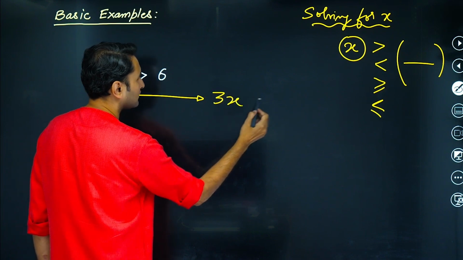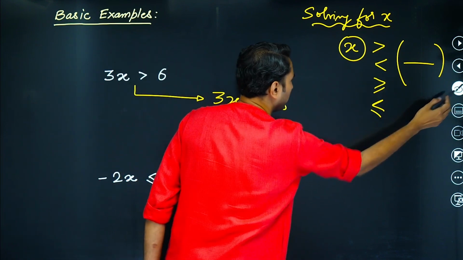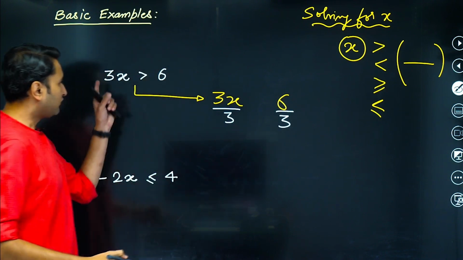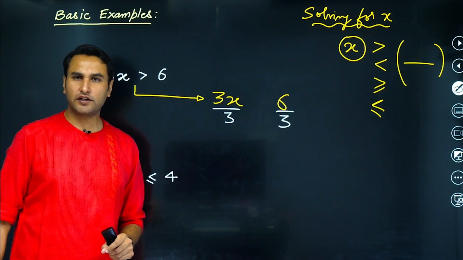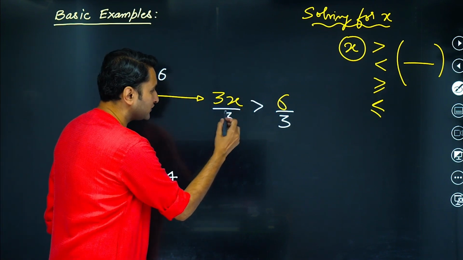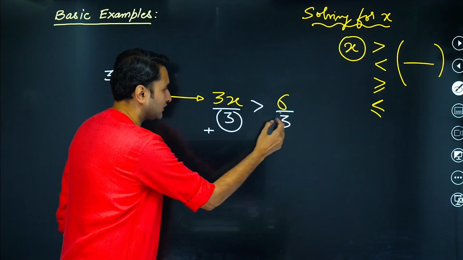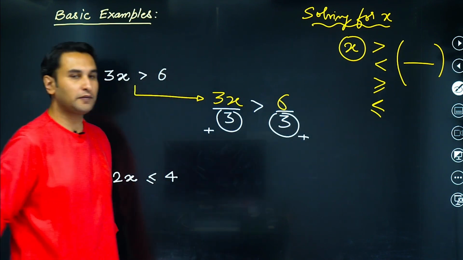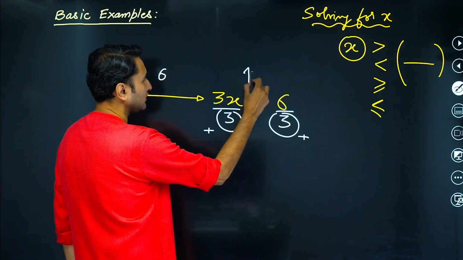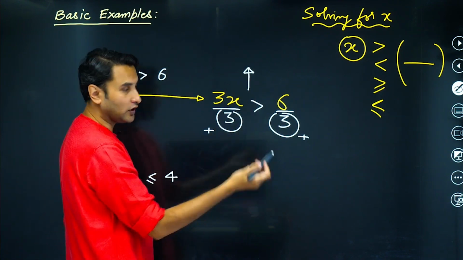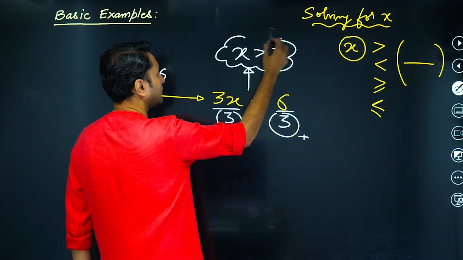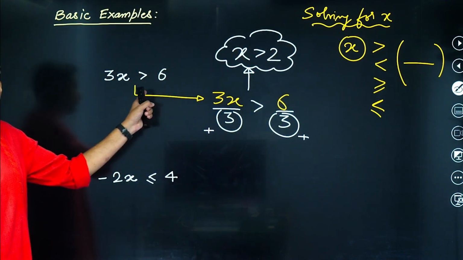So 3x, 6. What do I want to do? I want to divide both sides by 3. When you divide both sides by 3, will the inequality change? No, because you are dividing by a positive number. This is a positive number. You are dividing both sides by a positive number. The inequality should not change. So what you are left with is 3 divided by 3, 1, x greater than 2. This is your solution of this inequality.